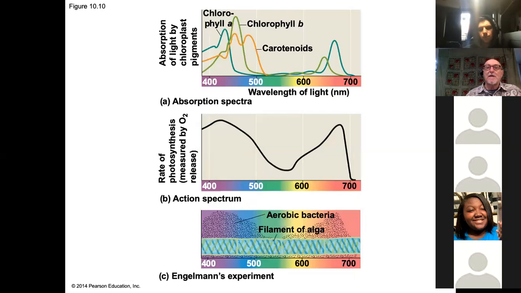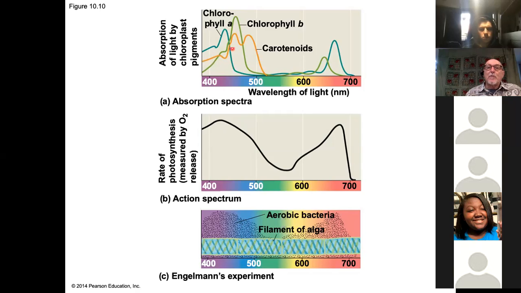I'll just show you here. This is what we call an absorption spectrum. We're going to measure on a spectrophotometer what wavelengths of light are absorbed by the different pigments. We'll extract all pigments that we can from a plant, separate them, have them in solution, and then we'll pass different wavelengths of light through them and see what is absorbed best.